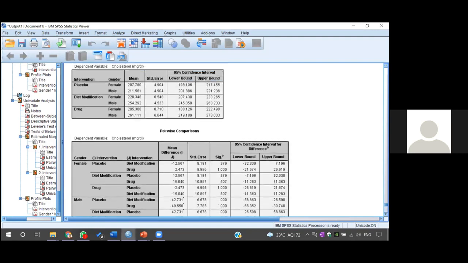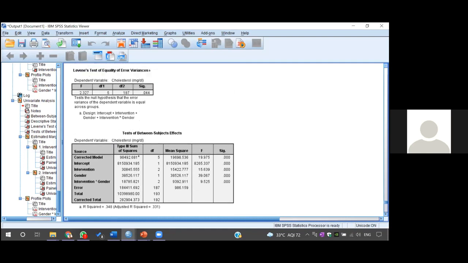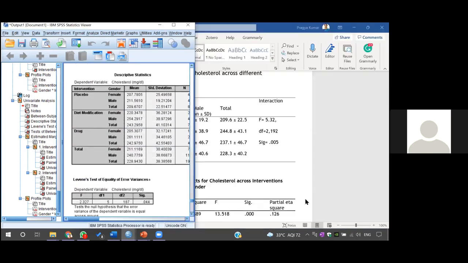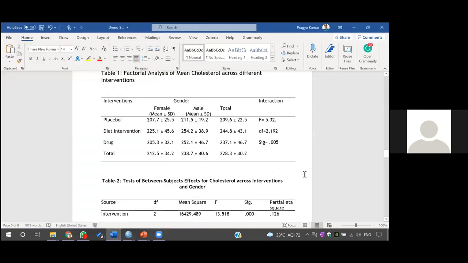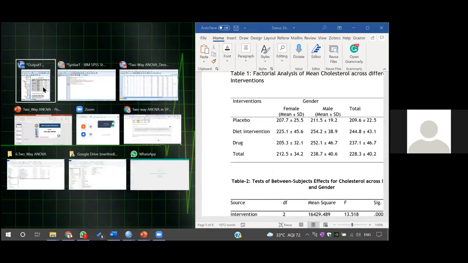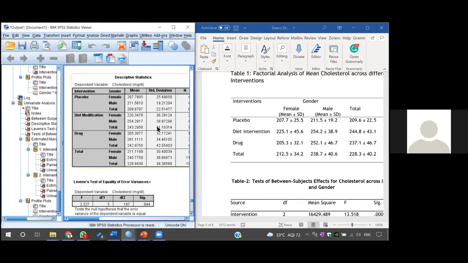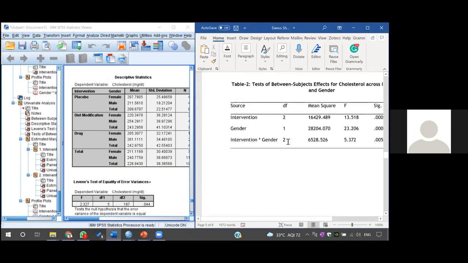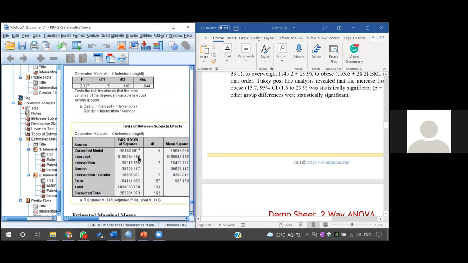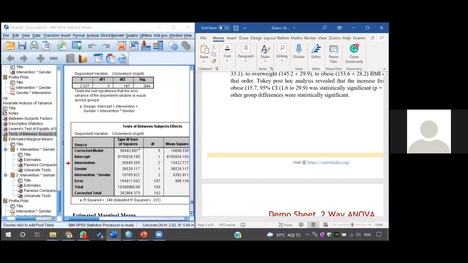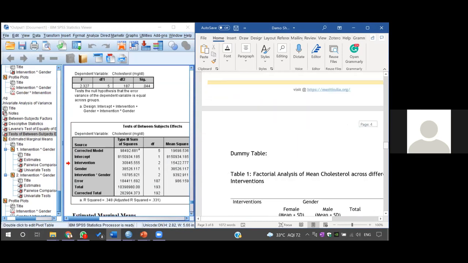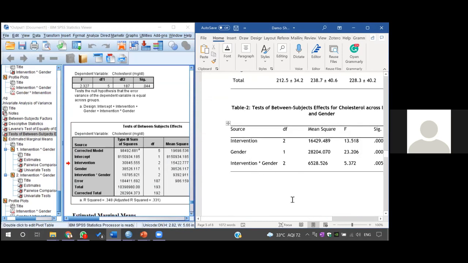and if I see the descriptive, this is the same thing, male and female overall, diet modification, drug, and total. So this descriptive is this. And then if you go down, test of between subject, this is the same table which I have explained that it shows you the test between the subject here. So this table we report here, we have reported this one, intervention, gender, and intervention, gender interaction.